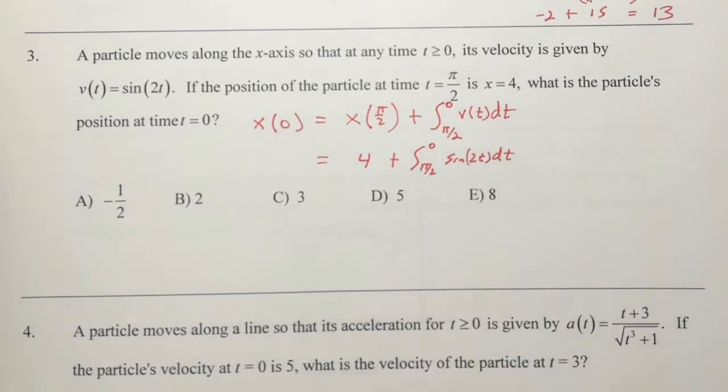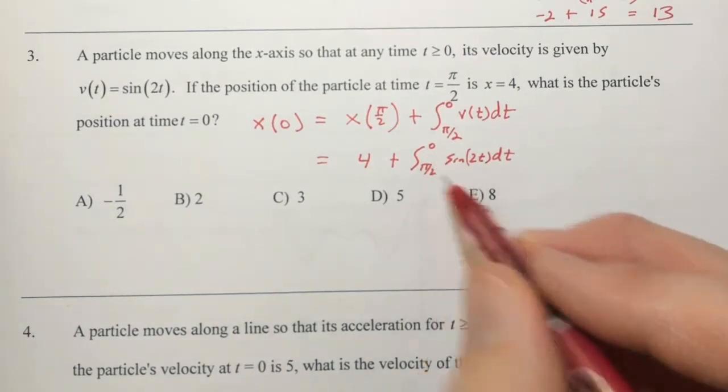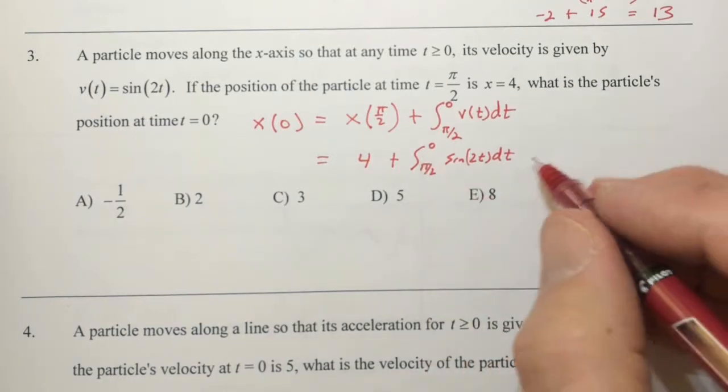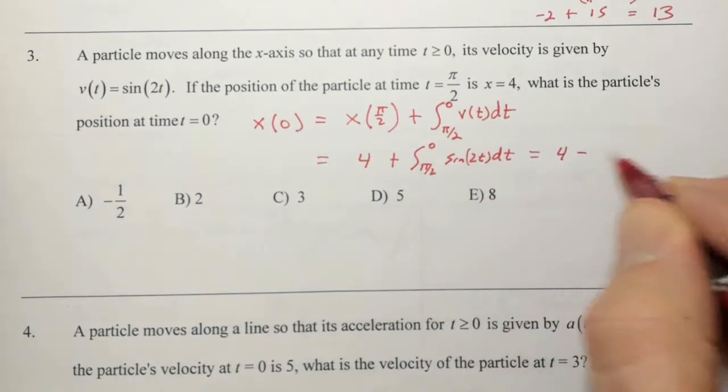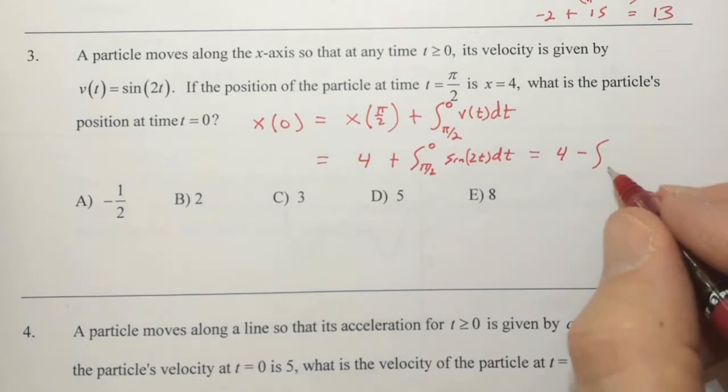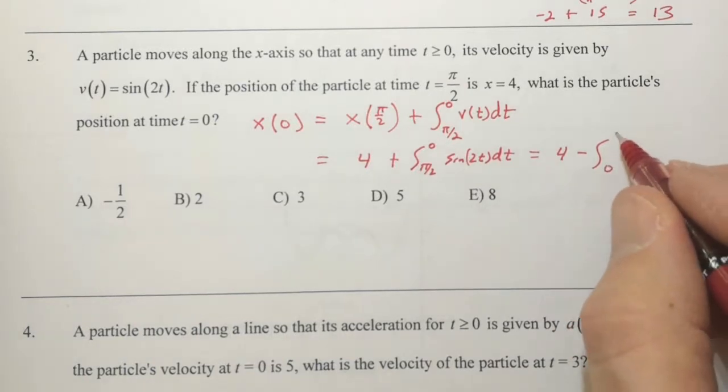Okay, got a couple challenges here. First of all, our bounds are backwards. 0 is smaller than pi over 2, so we're going to change this to 4 minus the integral from 0 to pi over 2.